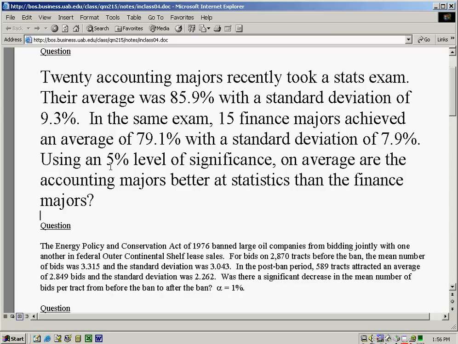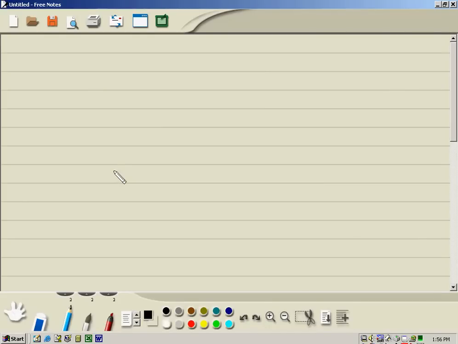So we have our two groups, accountants and finance majors, and we have their means and standard deviations for that particular exam. Okay, so let's do that problem. First thing we're going to do is write down the sample data. So we'll have accountants being the first group. The order that these get put down is not important, but once you've decided on who's one and who's two, just don't consider changing them.